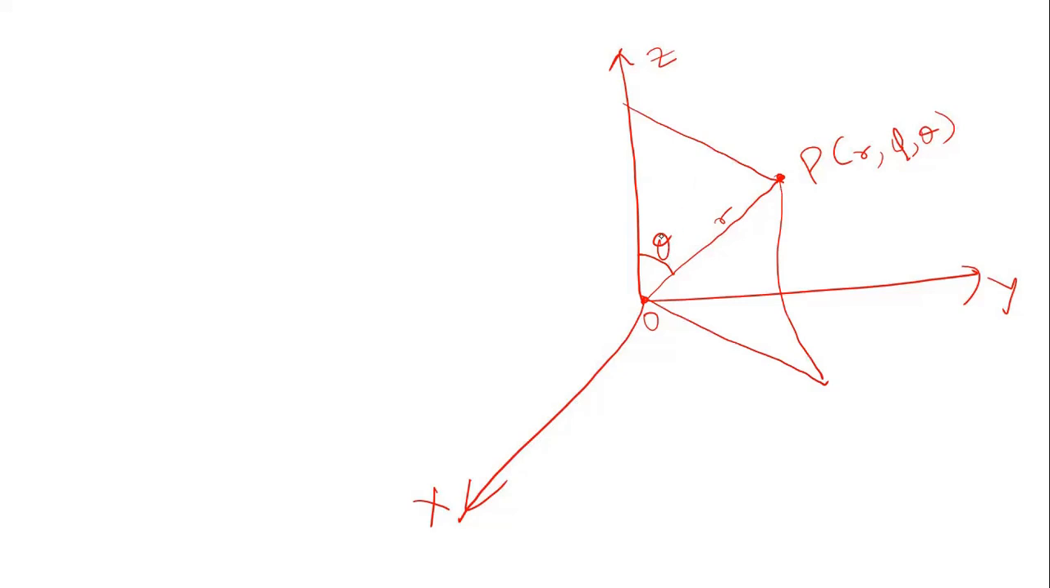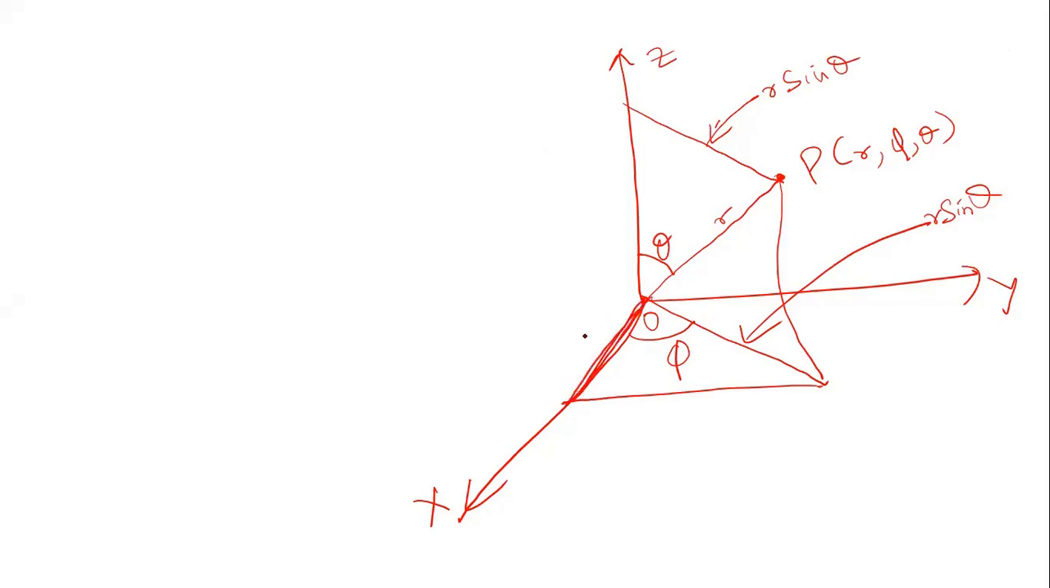So the angle it subtends with the z-axis is theta. This will be your r sine theta, and similarly this will be your r sine theta. Now the angle this line subtends with the x-axis is your phi. If you drop a perpendicular here, this is your corresponding x coordinate, which will be r sine theta cos phi. This angle is phi, remember that.